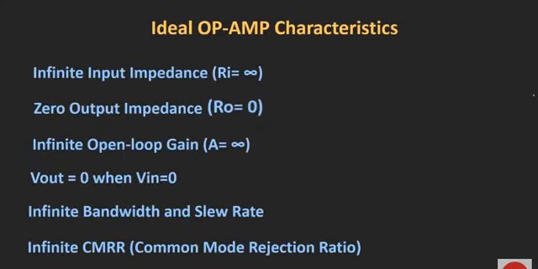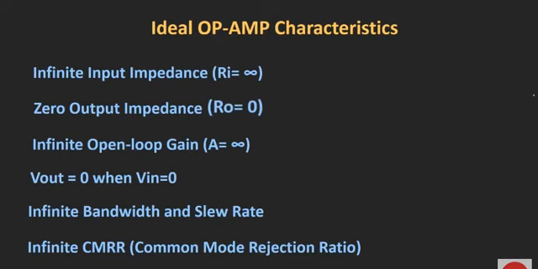So here is the list of different ideal op-amp characteristics. The ideal op-amp has an infinite input impedance, zero output impedance, infinite open loop gain, and infinite bandwidth and slew rate. And in this ideal op-amp, whenever the input is equal to 0, at that time the output is also 0. And this ideal op-amp has an infinite common mode rejection ratio.